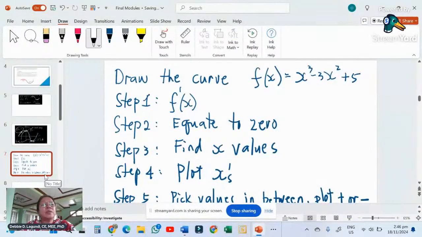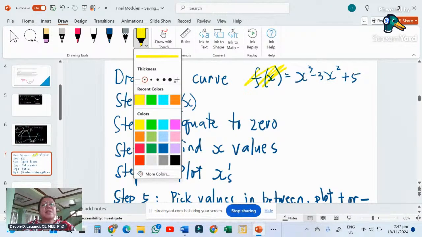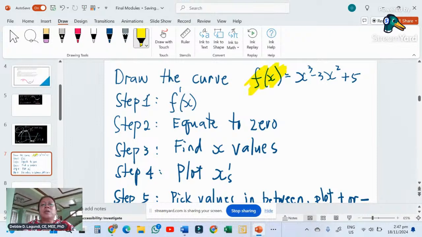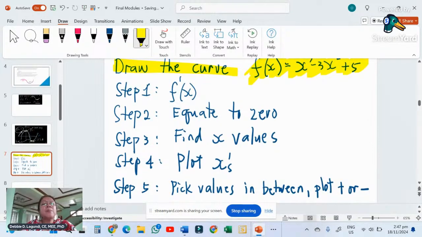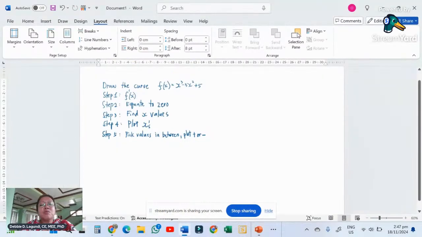So how are we going to illustrate or draw a curve in this sense? If we have, for example, a function of x equal to x cubed minus 3x squared plus 5, how are we going to illustrate the curve where you can show the ups and downs of the points approximately? Step one is you have to take the f prime of x. Okay, let's go straight to the point.